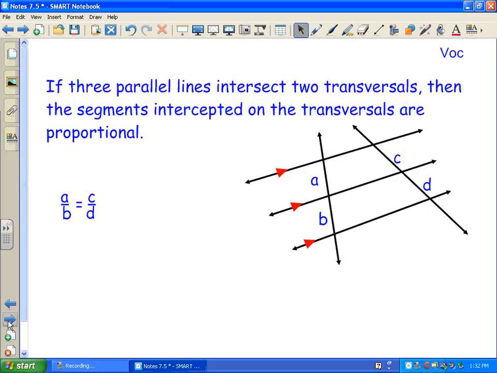We have another rule about side splitters for you to put in your vocabulary. If 3 parallel lines intersect 2 transversals, then the segments separated on the transversals are proportional. So here I have 3 parallel lines, 2 totally different transversals. But because the distance between these has to be proportional because the lines are parallel, we can say A over B equals C over D.